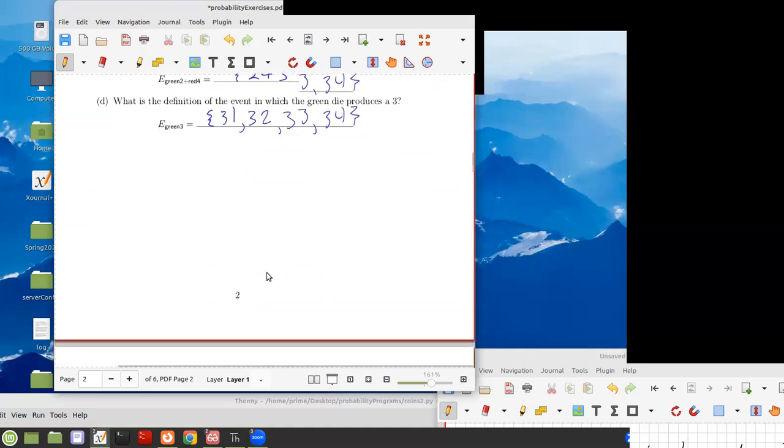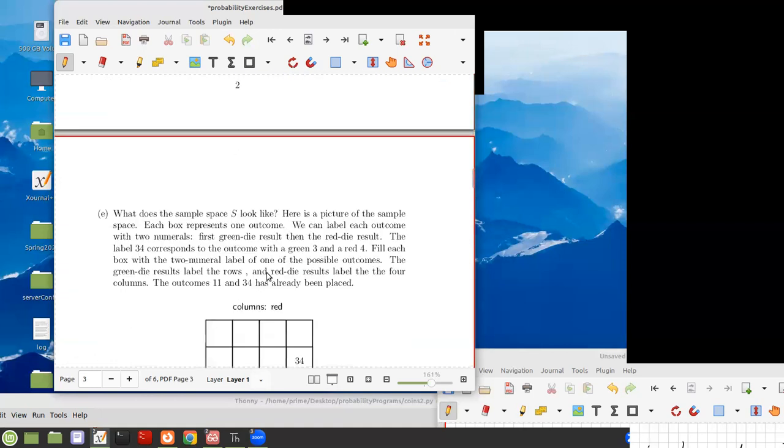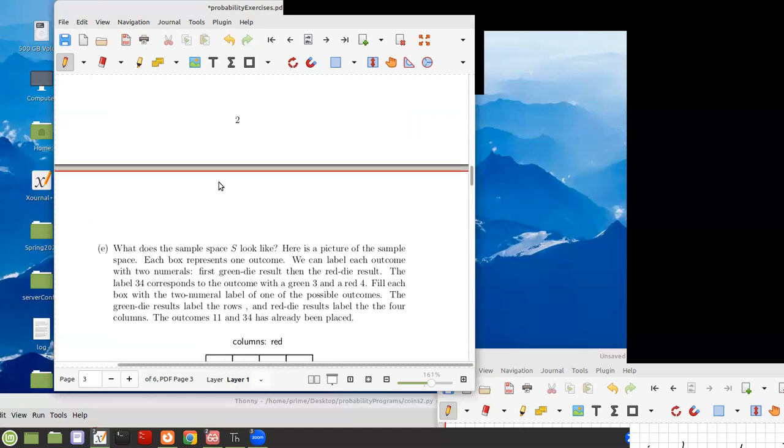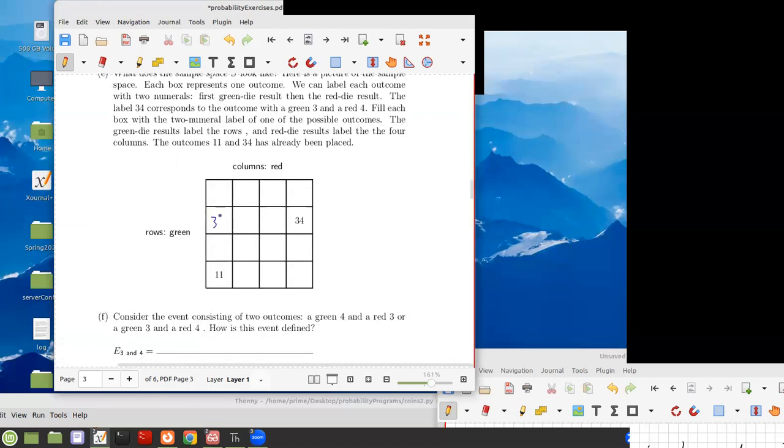So that's correct. And let's see. So here's a picture of the sample space in which the rows are green and the columns are red. I've put 1, 1 here, and this is the event green 1, red 1. This is the event green 3, red 4. So what we just did up here, these ones would be in here. 3, 1, 3, 2, 3, 3, 3, 4.